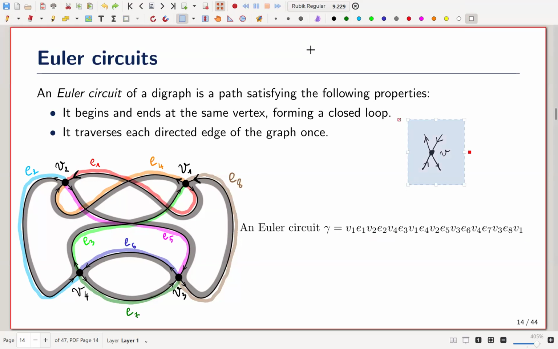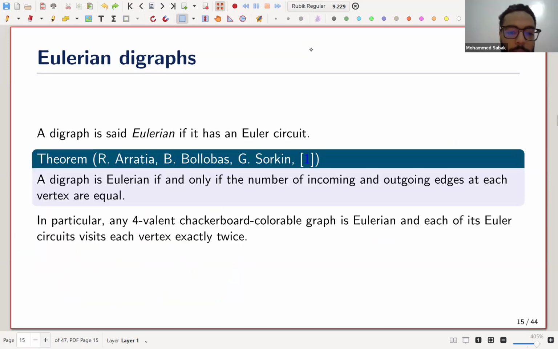You're welcome. Okay, so a digraph is said to be Eulerian if it has an Euler circuit. The following theorem is a classical theorem. I found it in a paper by Aratia, Bollobas, and Sorkin. They say that a digraph is Eulerian if and only if the number of incoming and outgoing edges at each vertex are equal.